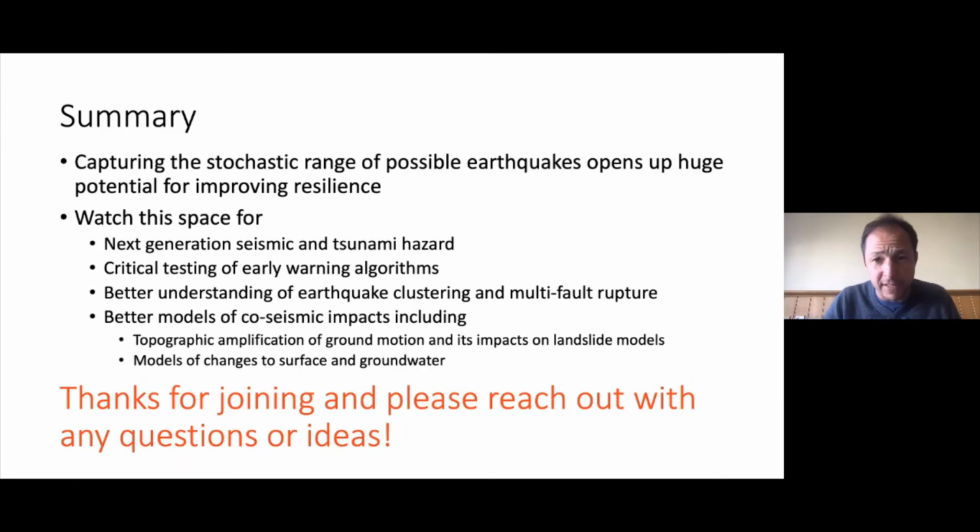So I'll summarize there, being mindful of leaving plenty of time for questions. We think that the model is allowing us to capture the stochastic range, or the spectrum, of possible earthquakes, and that it's going to open up a huge potential for improving resilience. I very much hope you see strong outcomes from this change in thinking to physics-based models over the next few years in the areas of seismic and tsunami hazards, testing of early warning algorithms, understanding earthquake clustering, things like we've had in New Zealand over the last decade, and we'll have better models of co-seismic impacts of big events. Thank you.